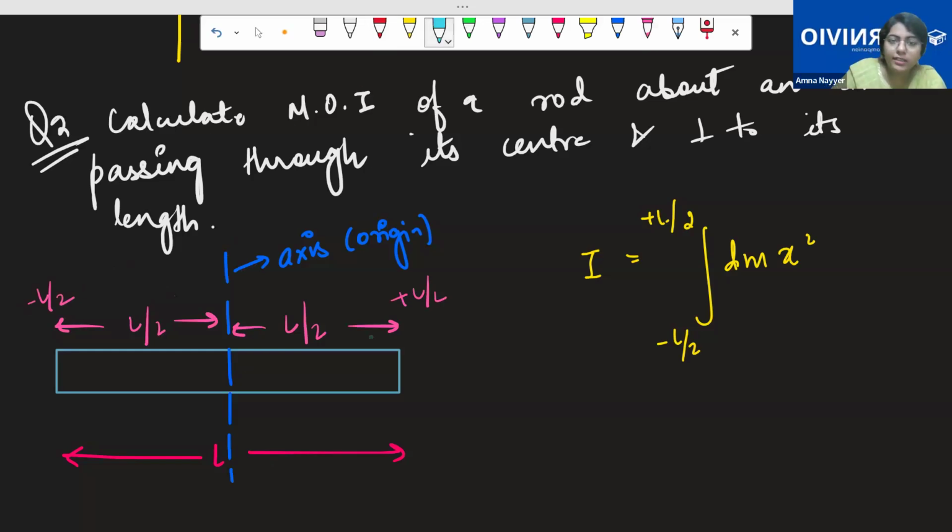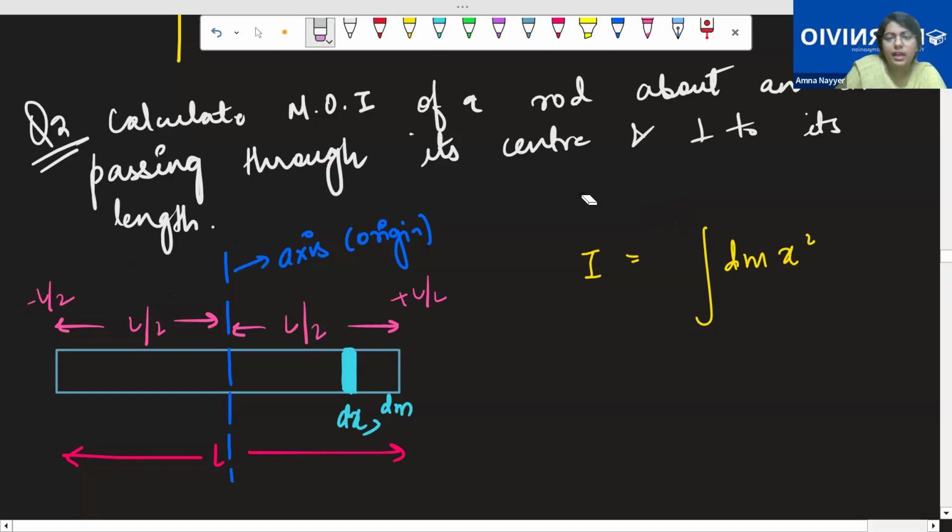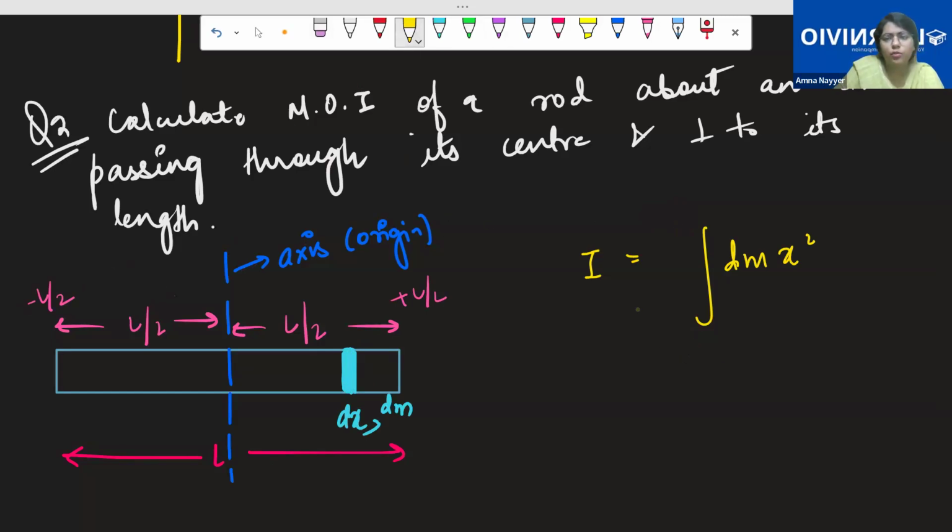Now, in order to solve this, what we will do, we will choose a very, very small element, having the length dx, whose mass is dm. And we'll calculate what is the value of this dm. Now, integration, when you have it in terms of variables, and you see it is varying with quantities, then instead of using mr square, use integral of mr square from x1 to x2. So here the moment of inertia will be integral of dm x square.